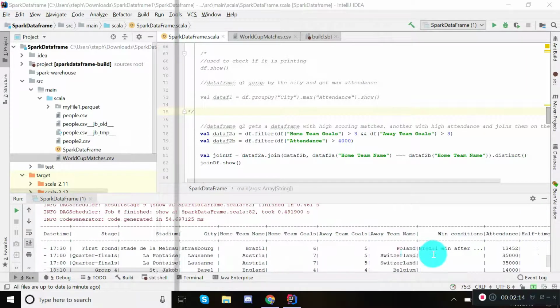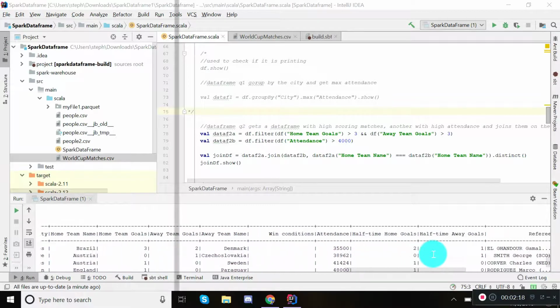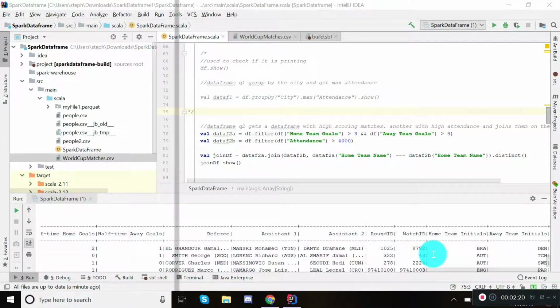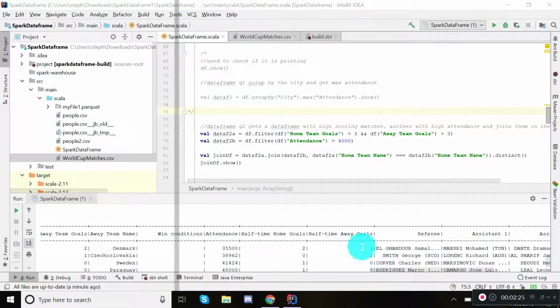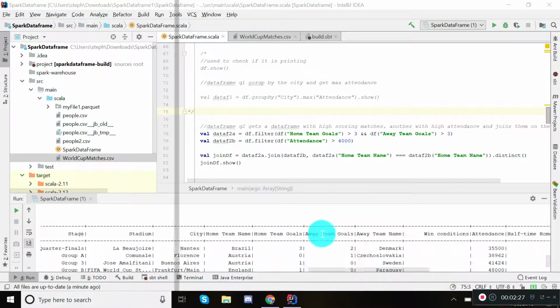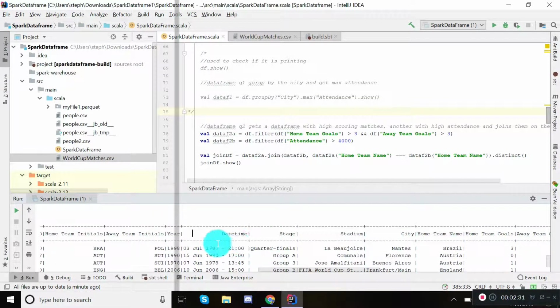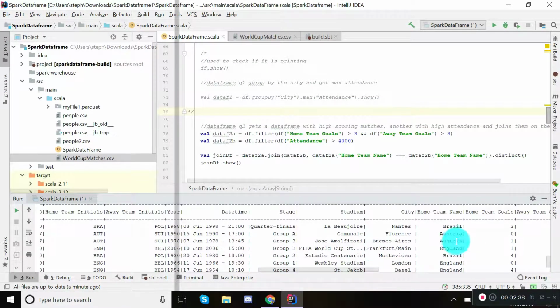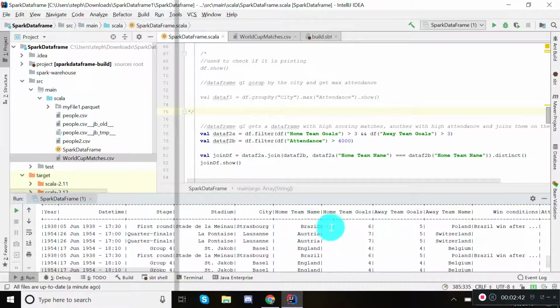Notice that this is year over here. And then if we keep going, you'll see that you have your away team initials and your referee again, and the away team, the home, and the stage and the stadium. So you get all of these again. See the date, time, and the year again. And it's because it's matching them on their home team. So this is Brazil, and then all the way over here, this one's Brazil. So that's how that worked.